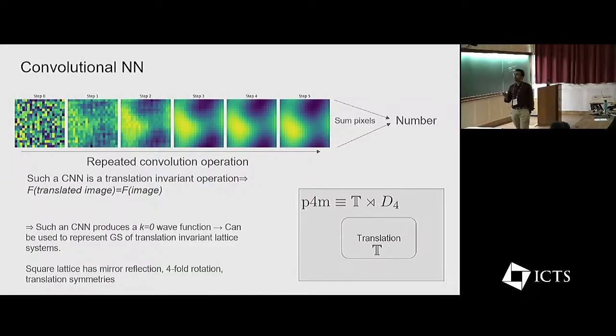So the standard convolutional neural network, which essentially is doing this, is a translation invariant operation. F of the translated image is the same as F of the original image. Such a CNN produces a k equal to 0 translation invariant wave function. It can then be used to represent the ground state of translation invariant lattice systems. The square lattice has more symmetries: the mirror reflection, fourfold rotation, etc., the p4m symmetry. The question is, can I generalize the notion of CNN to a bigger group?